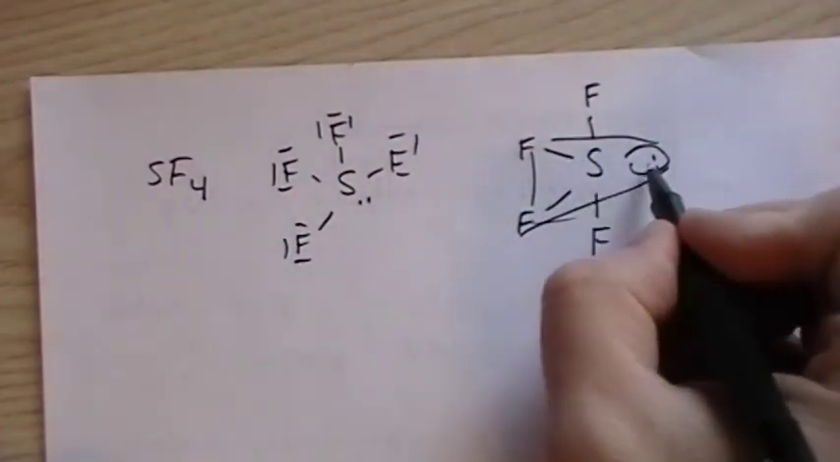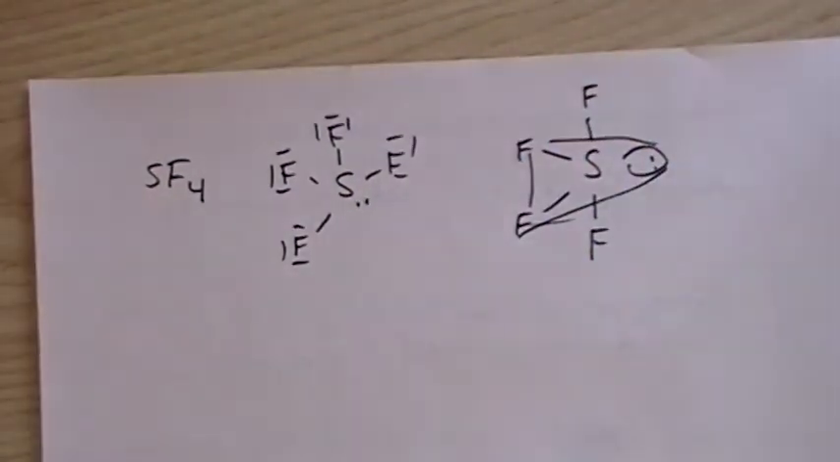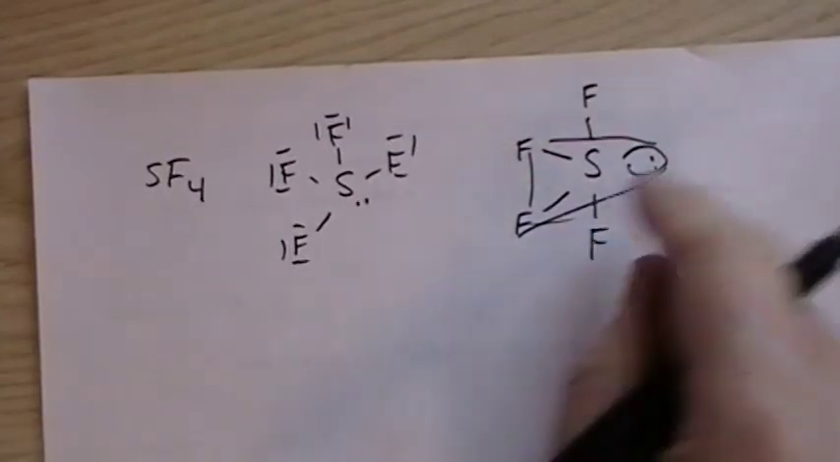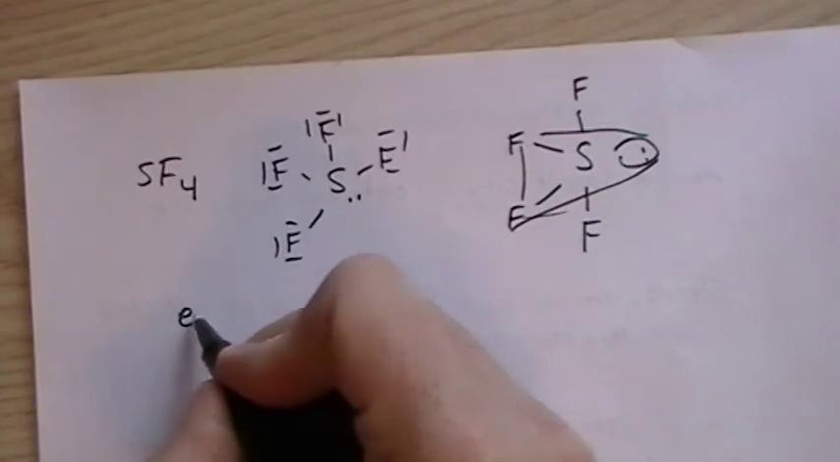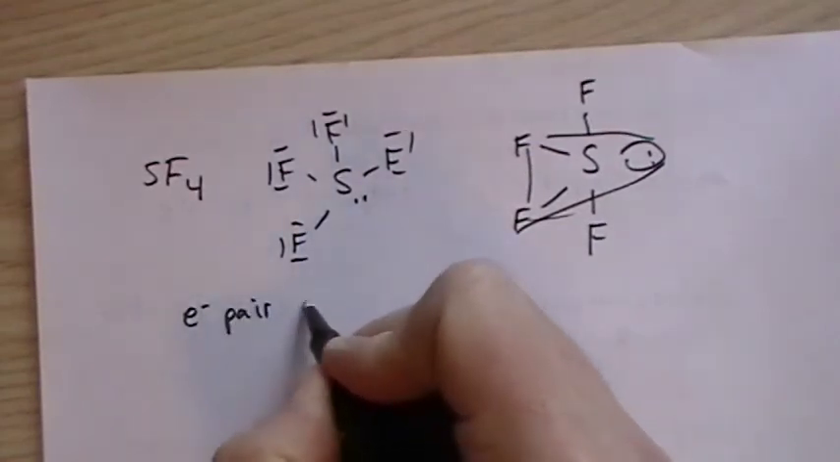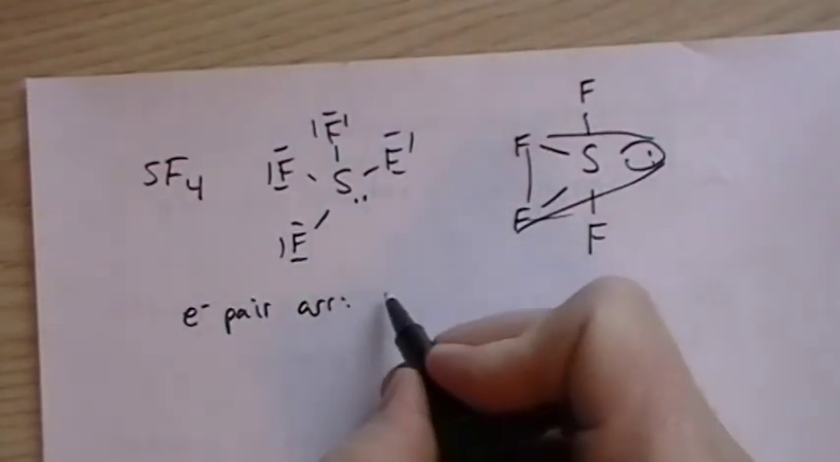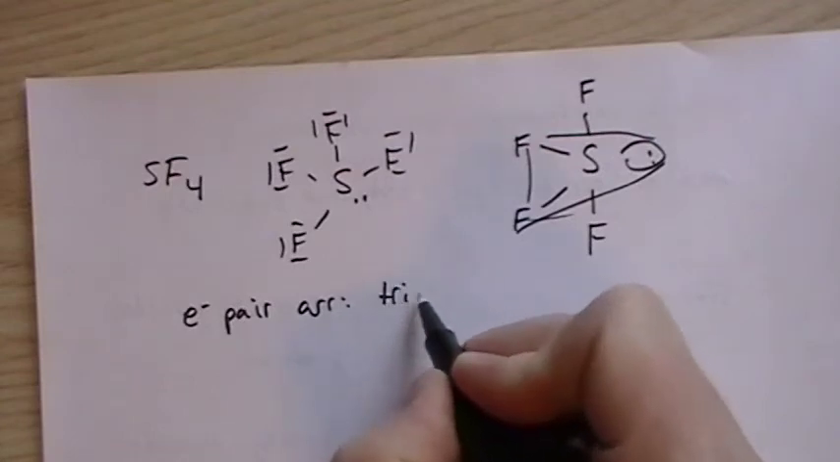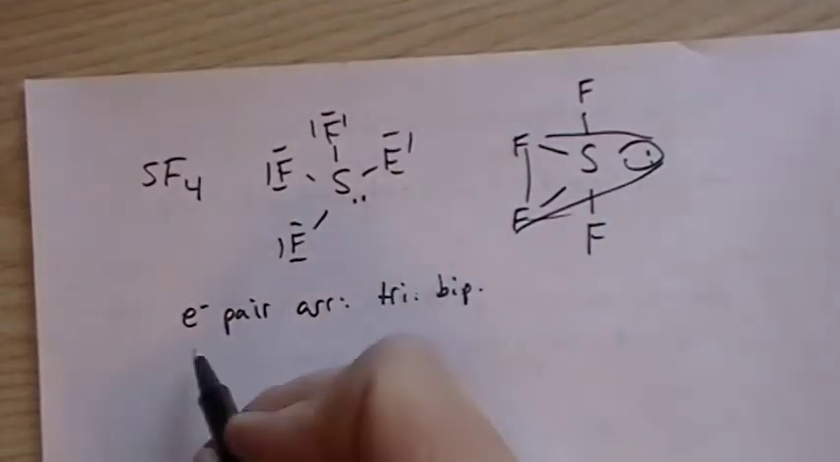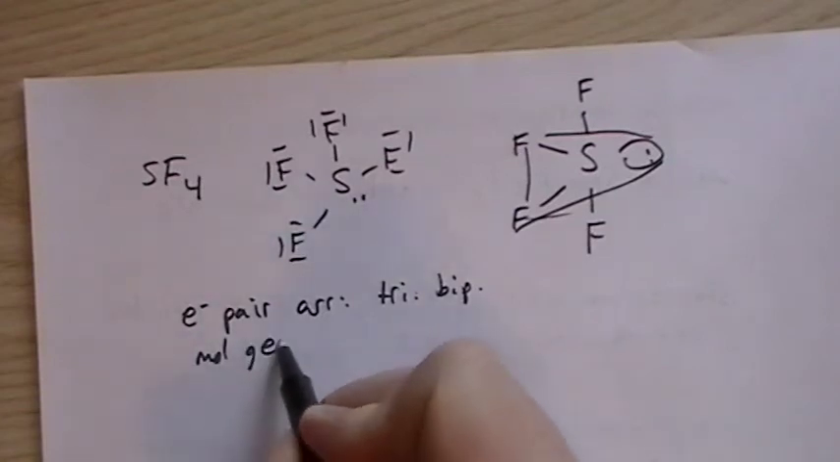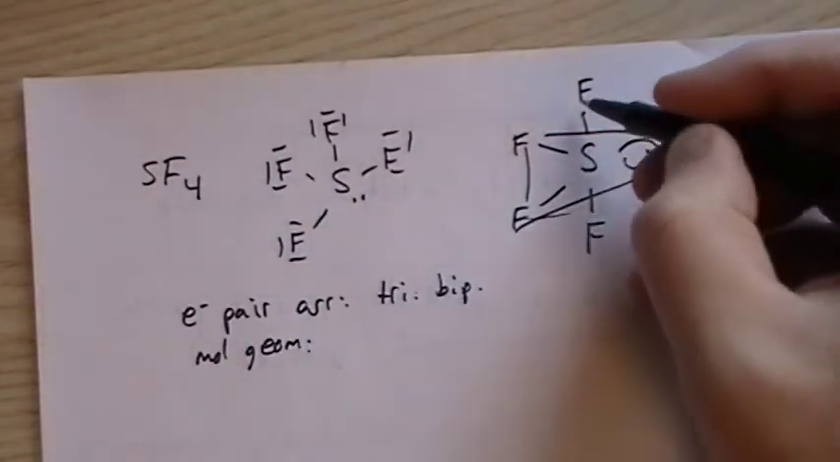So you have to be careful, make sure you don't put the lone pair up on the axial, though sometimes it looks better to do that. We can't do that here. So the electron pair arrangement is trigonal bipyramidal. I'm going to abbreviate it again. Now the molecular geometry, though, since there's a lone pair, there's going to be a different geometry.